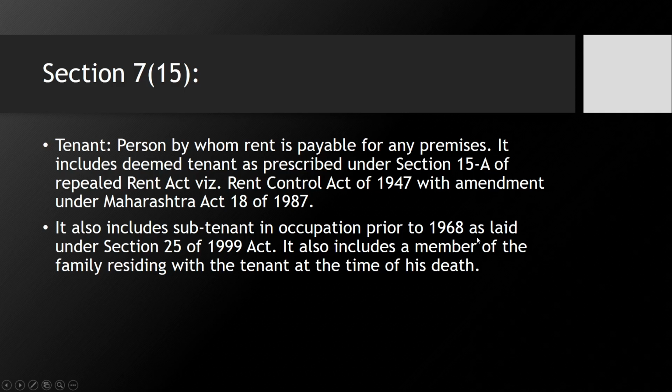prior to 1968 as laid under section 25 of the 1999 act. It also includes a member of the family residing with the tenant at the time of his death. मान लीजिए किसी टेनेंट की डेथ होती है, उस समय पर उसका अगर कोई फैमिली मेंबर वहां पर रह रहा हो, जरूरी नहीं है वो उसका उत्तराधिकारी हेयर हो, उसको भी आप टेनेंट मानेंगे अकॉर्डिंग टू दिस एक्ट.